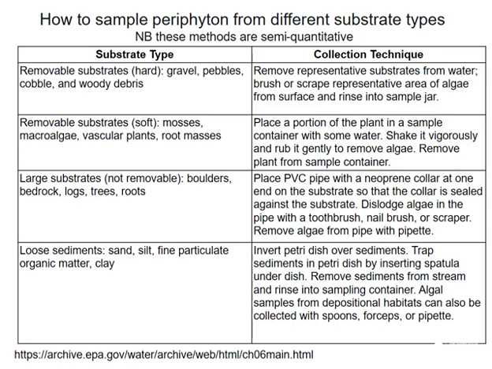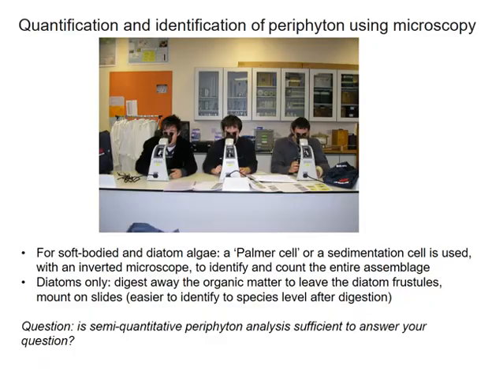And then loose sediments: you basically get a Petri dish and then stick a spatula under it, so you really just want the very surface biofilm. So it's quite hard to standardize the amount that you're sampling. So I put these methods as semi-quantitative. And then it's microscopy to identify them.